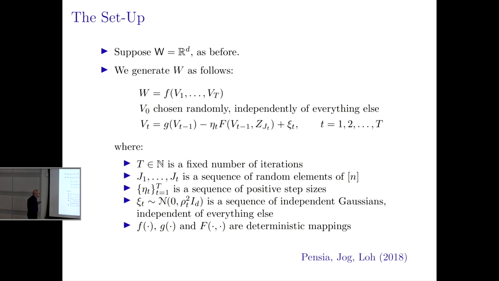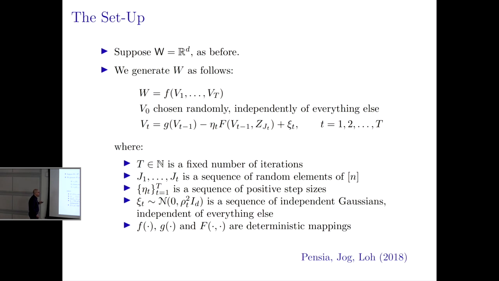Let's think about it in the abstract. So what happens is that we generate these iterates. These iterates live in the same space as our W. And so what happens is that there are capital T iterations. And at each iteration, what we do is the following. We first take the previous iterate, and we pass it through some transform G.